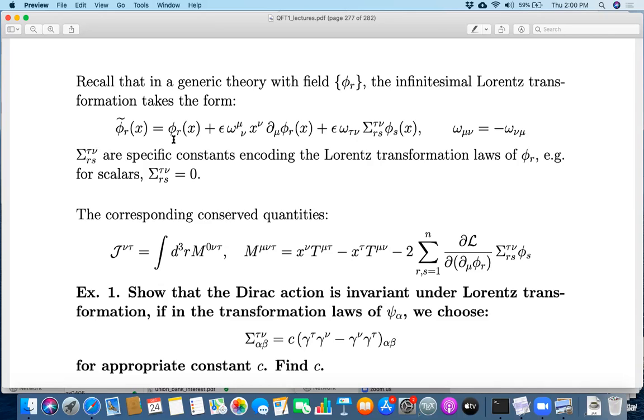So given a transformation like this, which is a symmetry of the action, we had then derived the corresponding conserved quantities. And the conserved quantities had this form. It's the integral of the angular momentum current. You have the zeroth component of the angular momentum current, m0 nu tau. And m mu nu tau was given by this. This is what we had identified as the orbital part of the angular momentum operator, or the orbital part of the Lorentz generator. These are angular momentum, but it also has the boosts.